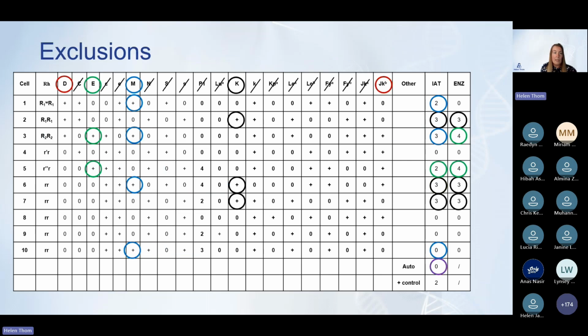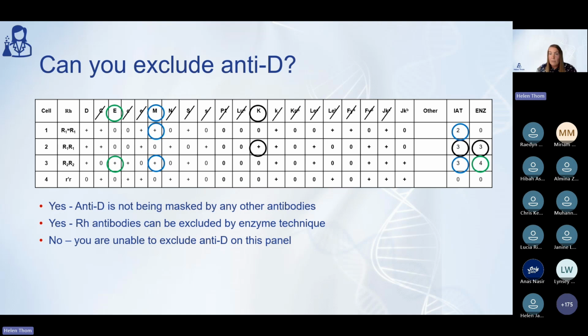So if we want to look at our exclusions for this now, I've gone through and done the exclusions, and I can't exclude anti-D and I can't exclude anti-JKB. I'll leave this up here for you, but if you could launch the next poll, please, Anna. I just want to know, can you exclude anti-D on this panel? You either can, because it's not been masked by any other antibodies, or you can, because you can exclude Rh antibodies by enzyme technique, or you're not able to exclude it. And again, I can't see it, Anna, so if you could let me know when it's available, thank you. Sure, no worries.